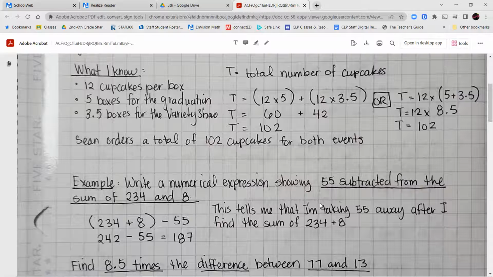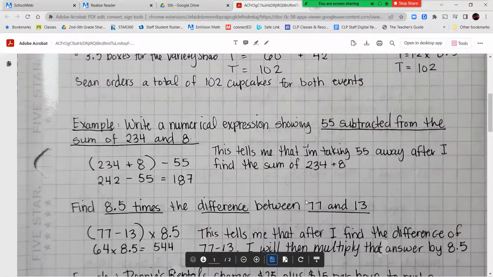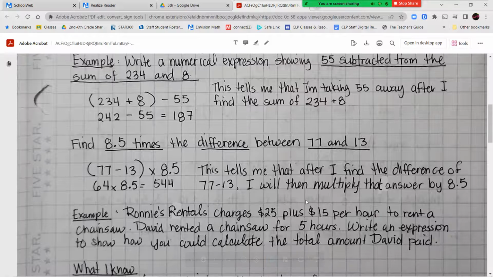So take a look at the wording of the question really carefully so you know what they're asking you. 55 is being subtracted from something. So you're doing this after you do something else. So it's being subtracted from the sum of 234 and 8. So it tells you right away you're going to do this first, and then you're going to subtract the 55 after. Let's take a look at some more examples.